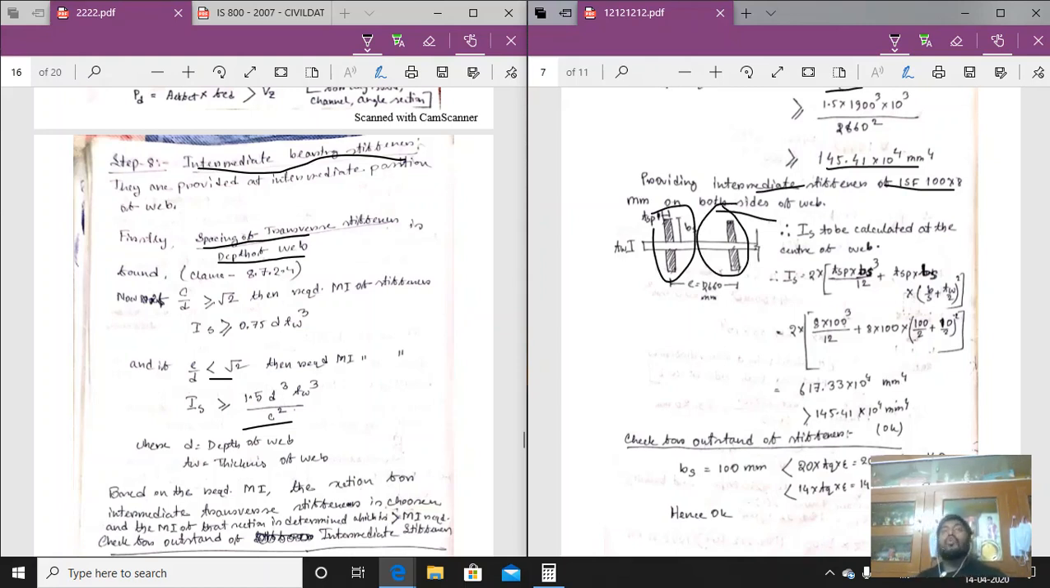Okay, so two numbers. Here also the IXX will be calculated at the center line of the web, because two numbers of intermediate stiffeners we are providing on each face of the web. So IS is to be calculated at the center of the web. So first IS is to be calculated. Now, IS will be equal to, at the center line of the web, using the center line, all right.